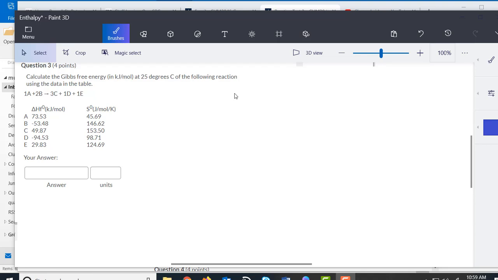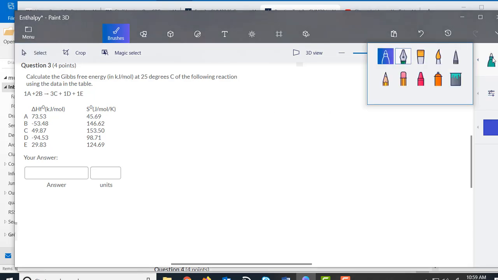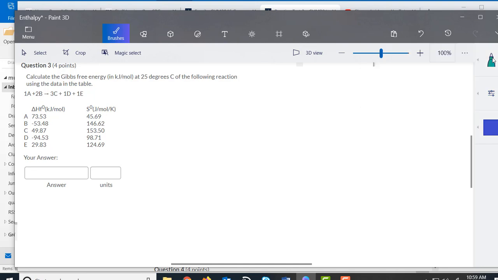This one's about Gibbs free energy and calculating delta G. Now to get delta G, we use the formula delta G naught equals delta H naught minus T delta S naught. The delta H and delta S, we actually already got these previously.